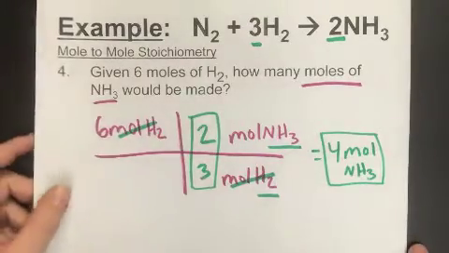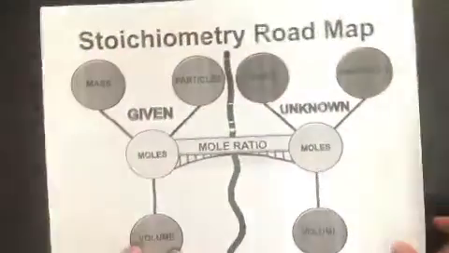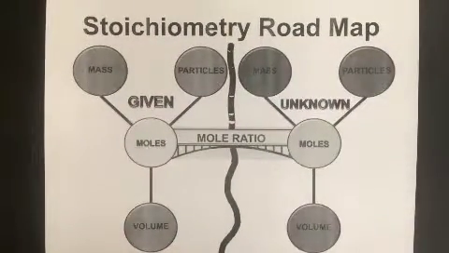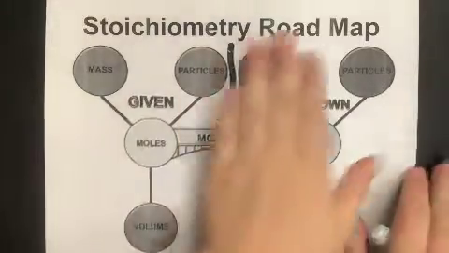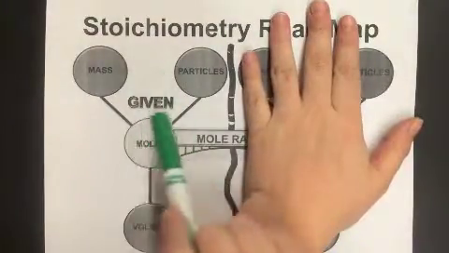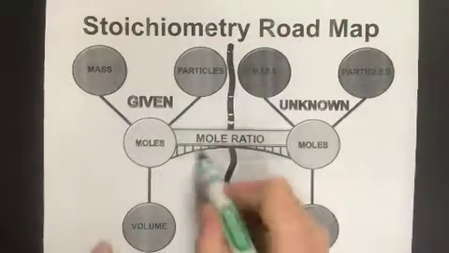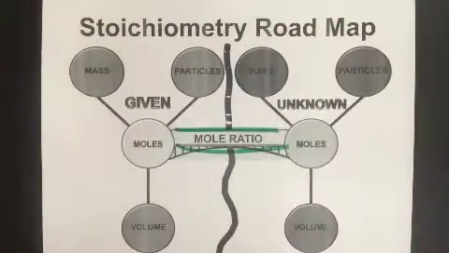Now, will you always be simply going from moles of one substance to moles of another? And the answer is no. So what we have to do is what's called the stoichiometry roadmap. Now we have the mole roadmap, and all we've done is we've taken one and attached it to another by using this mole ratio bridge.